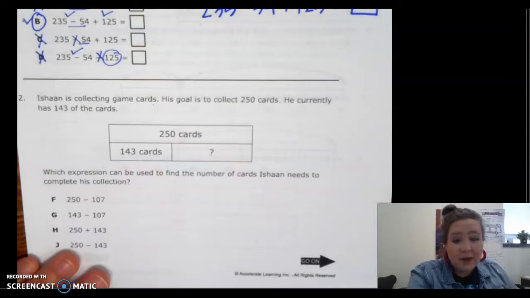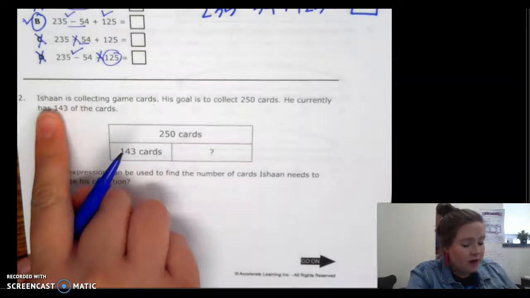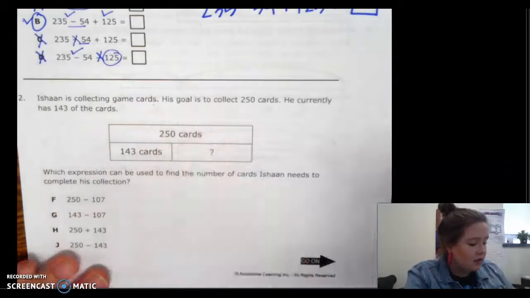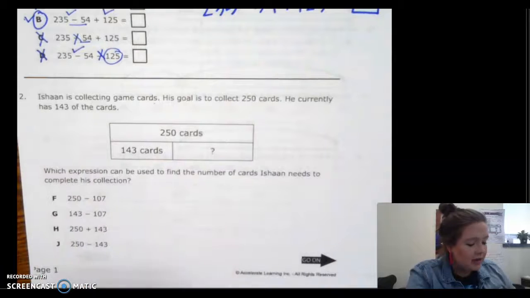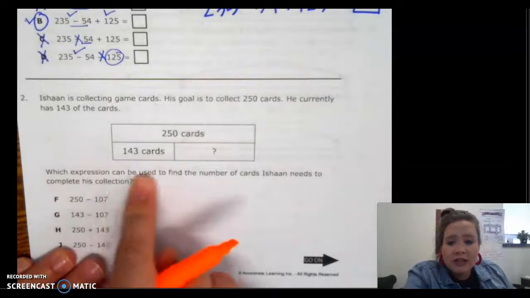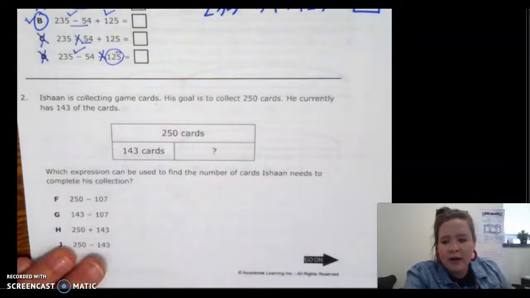All right, I'm going to read that again with the numbers. So the first time I read it without values in the word problem, sorry. Aishan is collecting game cards. His goal is to collect 250 cards. He currently has 143 of the cards. Which expression can be used to find the number of cards Aishan needs to complete his collection?